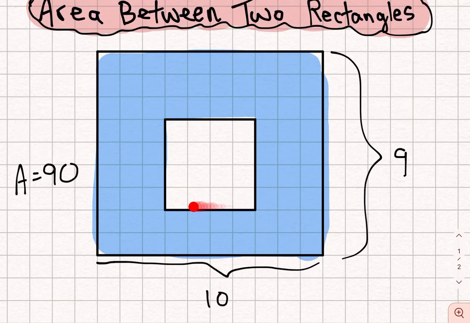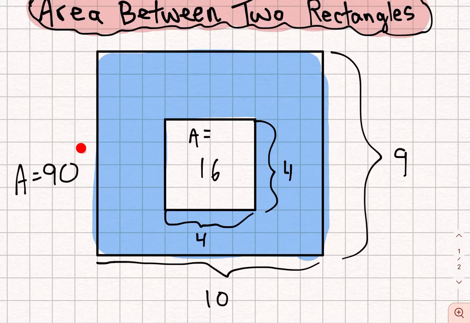But it's missing part of the rectangle. So we need to find that missing part. So to do that, let's see how big is this missing rectangle. It's 1, 2, 3, 4 times 1, 2, 3, 4. So the area of this missing piece would be 16. So now we have two rectangles. We have this large rectangle out here with an area of 90 and the small rectangle in the middle with an area of 16. But how do we find this area of only the shaded region?